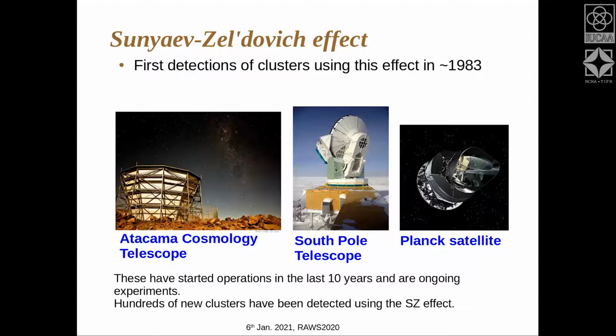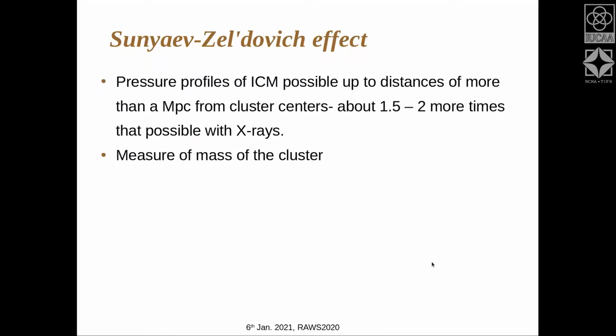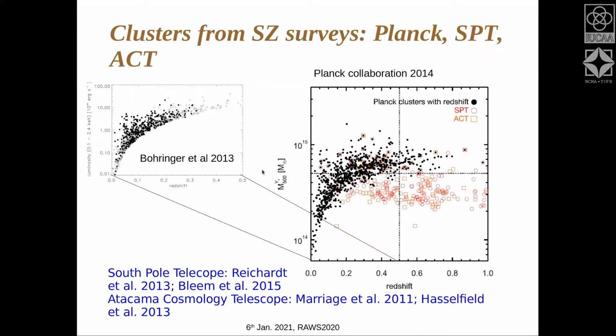The first detections of this effect happened in the early 80s, and now there are several observatories, like the Atacama Cosmology Telescope, the South Pole Telescope, and the satellite observatory, the Planck satellite, that are mapping the entire universe in these bands. This allowed us to make pressure profiles of the intracluster medium, and these are very sensitive probes for measuring mass, basically the total mass.